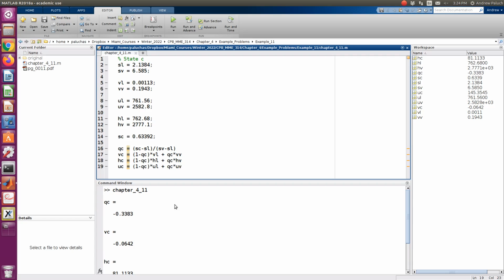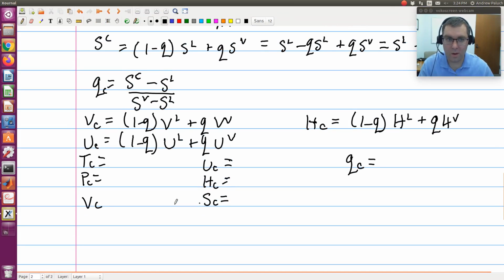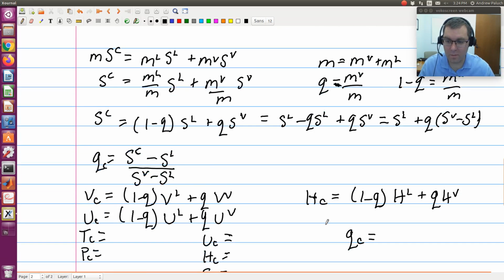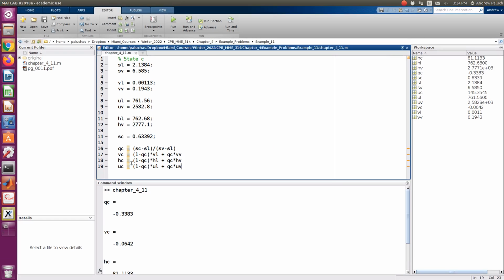Okay, so summarizing everything. T was 179.89 degrees C. Pressure was 10 bar. And so now we get VC's negative, which isn't right. So QC, I end up negative. So I have an issue with my QC calculation. And let's see what it is.